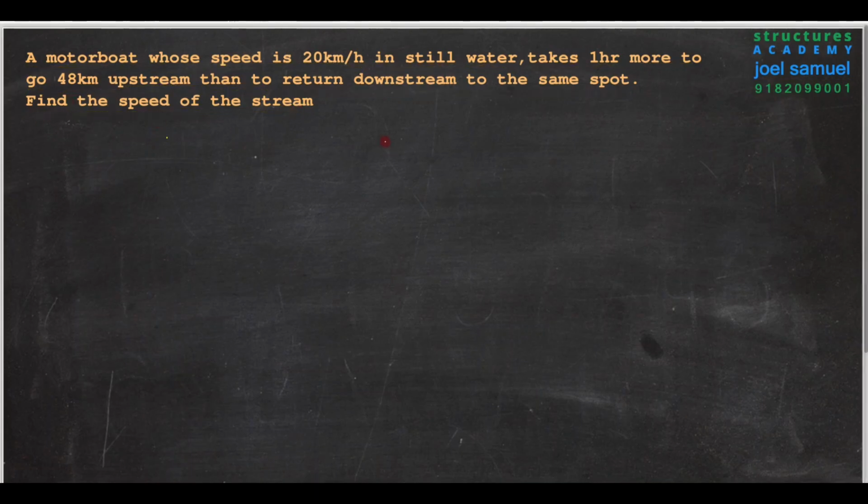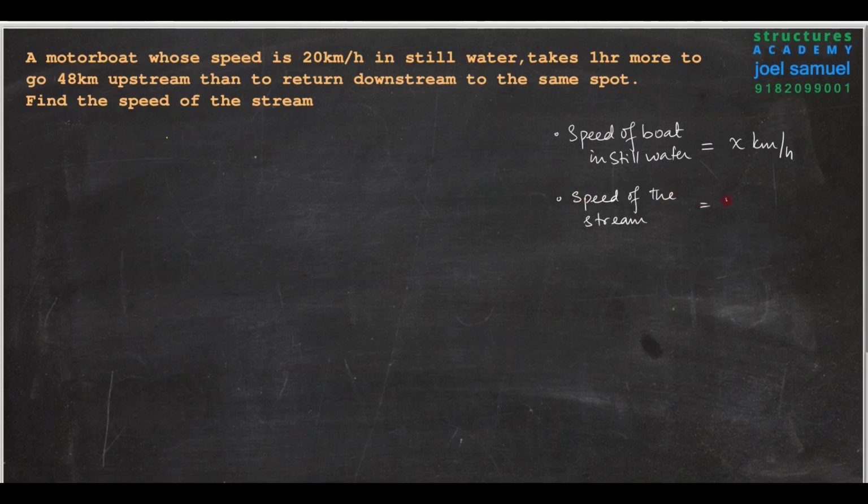Alright, so in these motorboat problems, we need to know two things. One is the speed of the boat in still water. Let's say that is x kilometers per hour. The second parameter which is pertinent is the speed of the stream itself. Let us say this is y kilometers per hour.